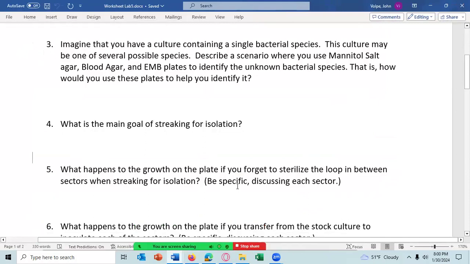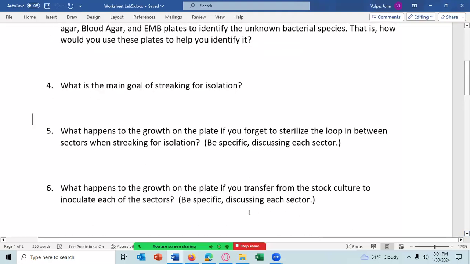So problem 5 is a thinking question. Students often get question 5 and 6 wrong. So you really do need to think about the answer before you write it up and then turn it in. 6, what would happen to the growth on the plate if you transfer from stock culture to inoculate each sector? Be specific, discussing what you see in each sector.